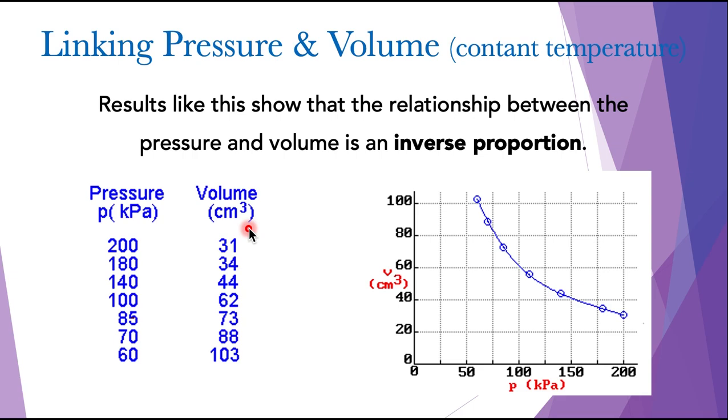Firstly, if the volume halves, the pressure doubles, and so on. This is basically the inverse proportion. Secondly, pressure multiplied by volume always has the same value. And number 3, if pressure is plotted against 1 divided by volume, the graph is a straight line through the origin. So the findings can be expressed as a law.